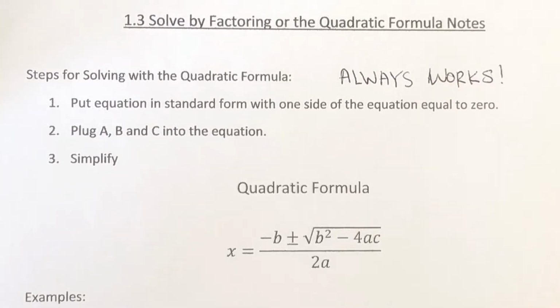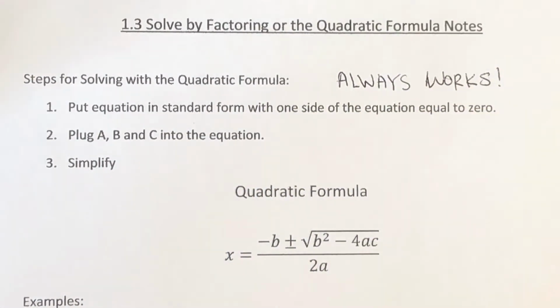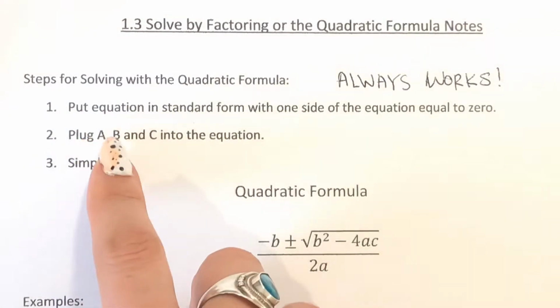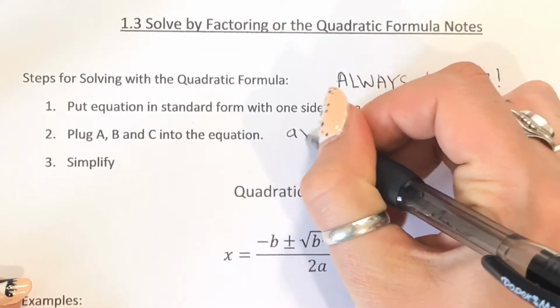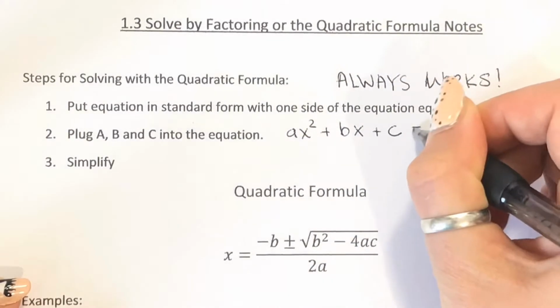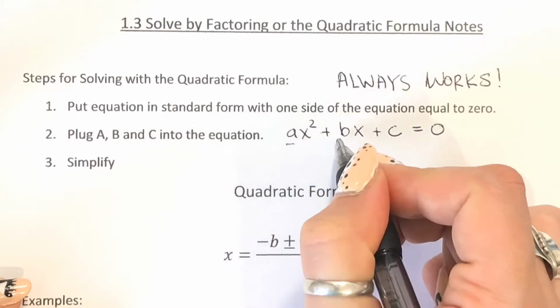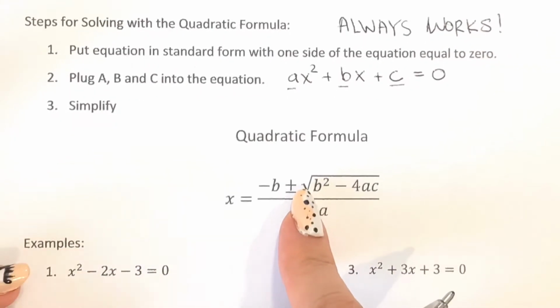The steps for using the quadratic formula: you want to make sure that the equation is in standard form. That means it needs to be equal to 0 on one side, so everything needs to be on one side of the equation. Then you're going to plug a, b, and c into the formula. That's coming from ax squared plus bx plus c equal to 0. So those are going to be your coefficients and your constant number. We're going to plug those into this formula right here, and then you're just going to simplify and solve.